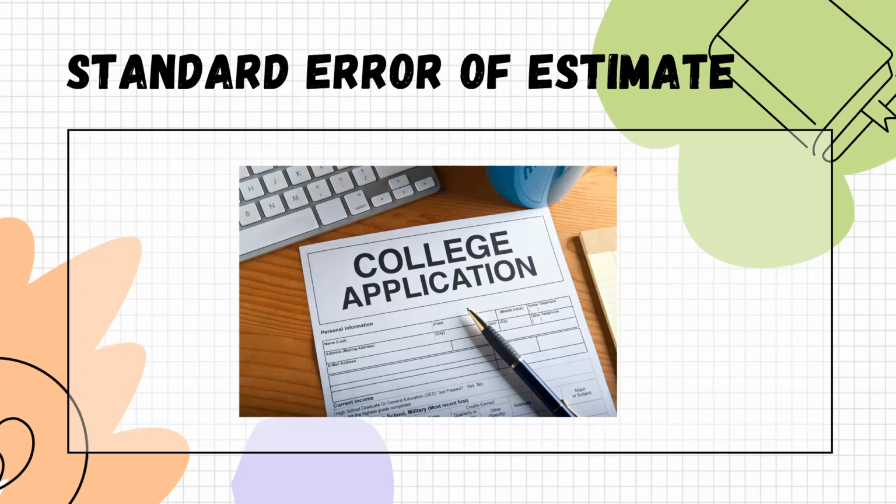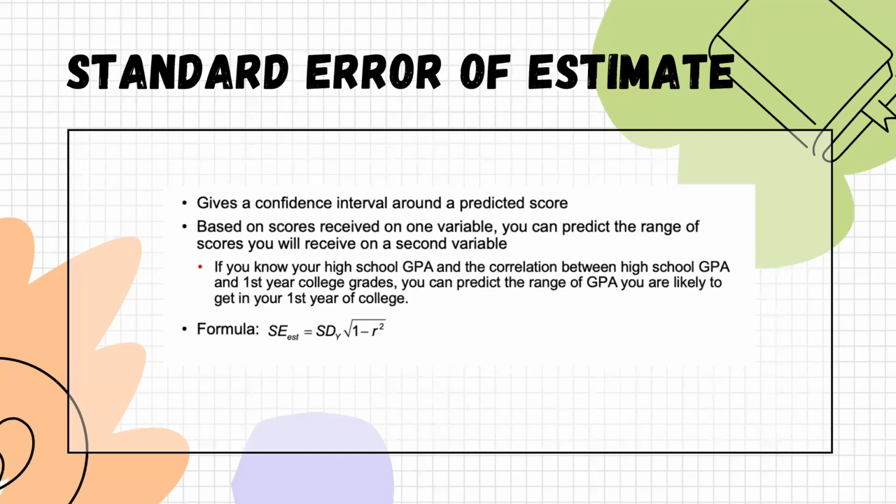In real life, it's like saying, if you predict someone's first-year college GPA based on their SAT scores, the standard error of estimate tells you that the actual GPA might vary a bit from the prediction. It's acknowledging that other factors besides SAT scores can influence college performance. The formula to calculate the standard error of estimate for the variables in which there is a correlation is the standard deviation of the variable to which you are predicting and R, the correlation between the two variables.